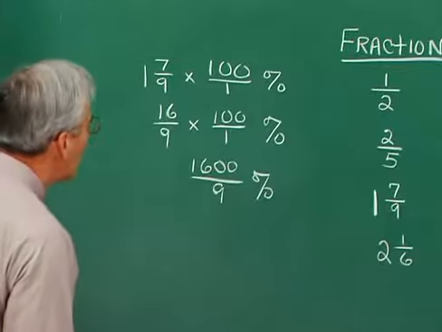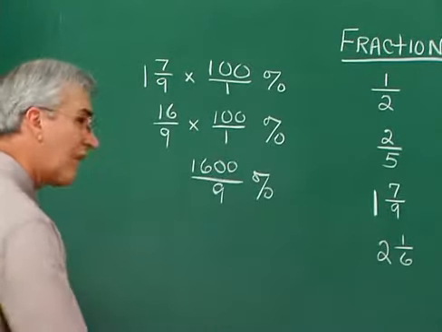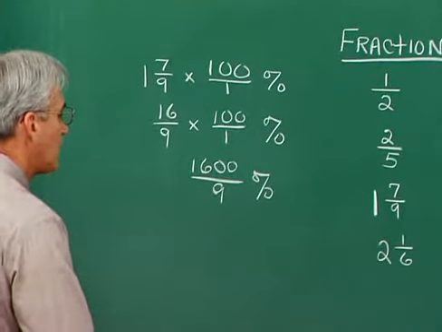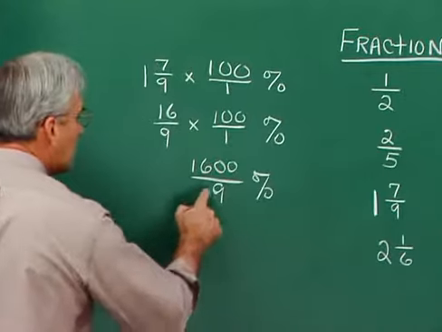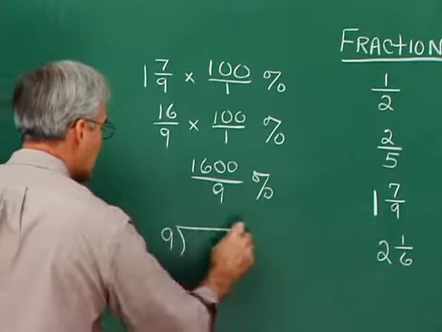Well, I don't like that. We want to put this in a more palatable form. This is an improper fraction situation. So we would probably go through the division process to make the change. So it's 1600 divided by 9. Oh, that's 9 into 1600.